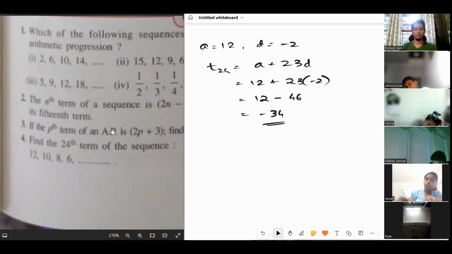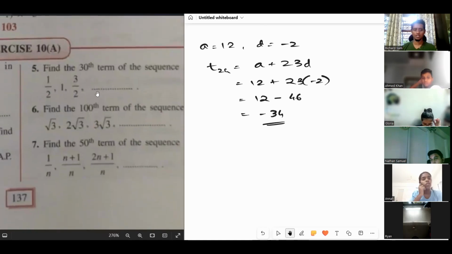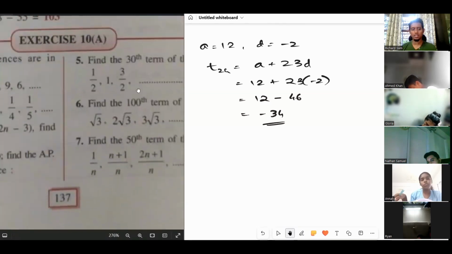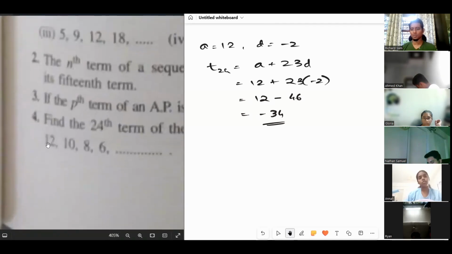All right. So this is simple with integers. Now you'll have something like this with fractions. How do you get D? D is the right side term minus the left side term. So 10 minus 12 will be minus 2. Or 8 minus 10. Take any two consecutive terms and do right side minus left side.